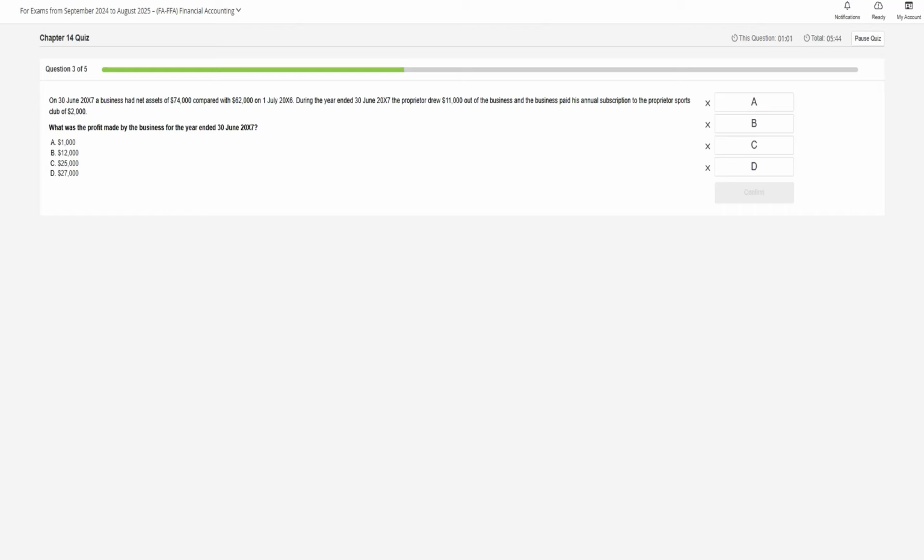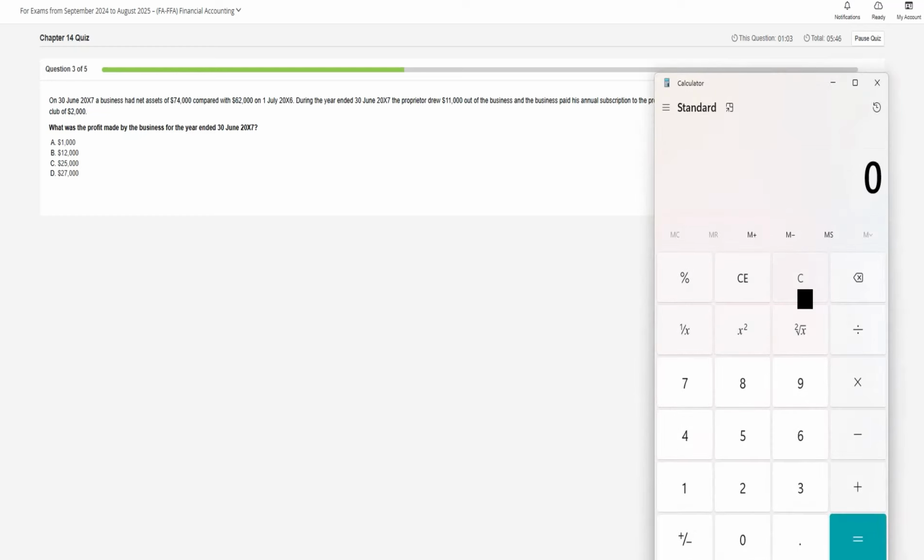So what is the closing inventory in our case? I mean, sorry, closing net asset. Our closing year end is 30 June 20x7. So on 30 June 20x7, which is our year end, net asset value is 74,000. And on 1st July 20x6, which is our opening date, opening net asset is 62,000. So we will subtract 62,000. And as I said, we need to add drawing. How much is drawn by the proprietor? 11,000.